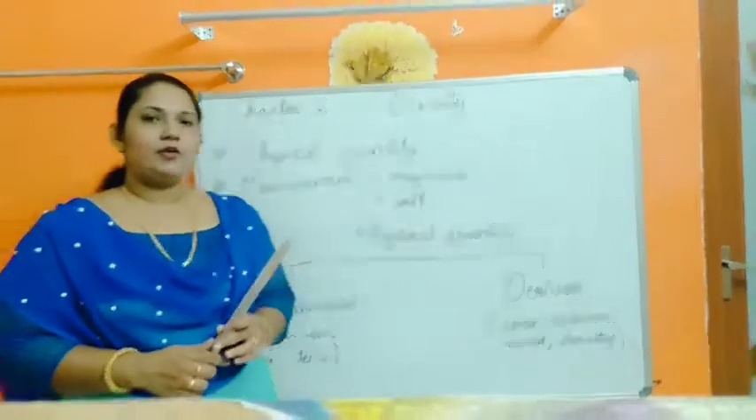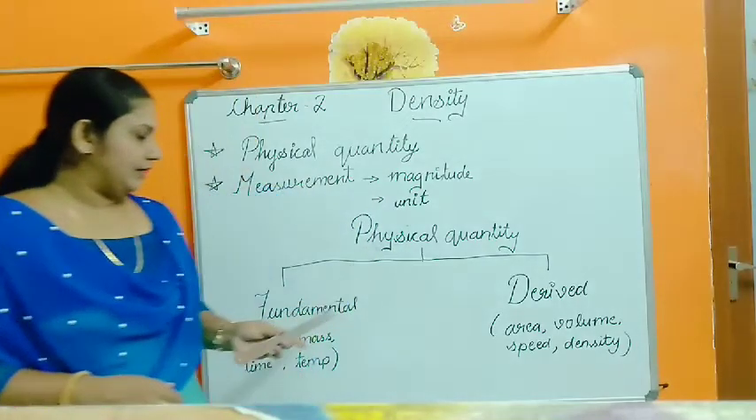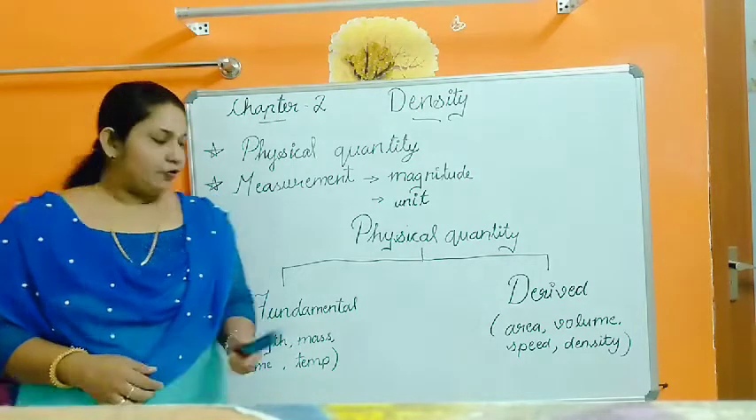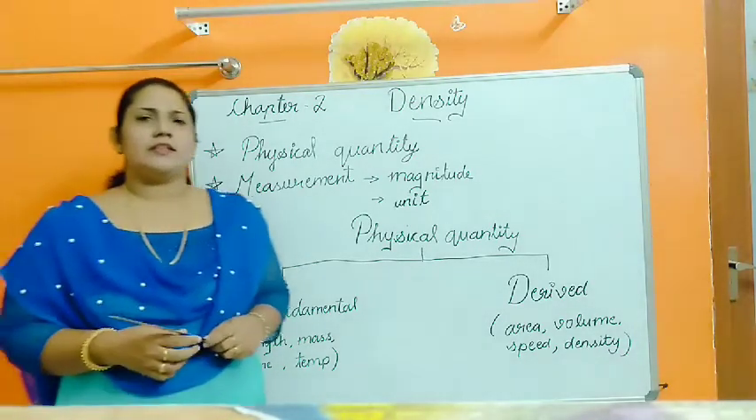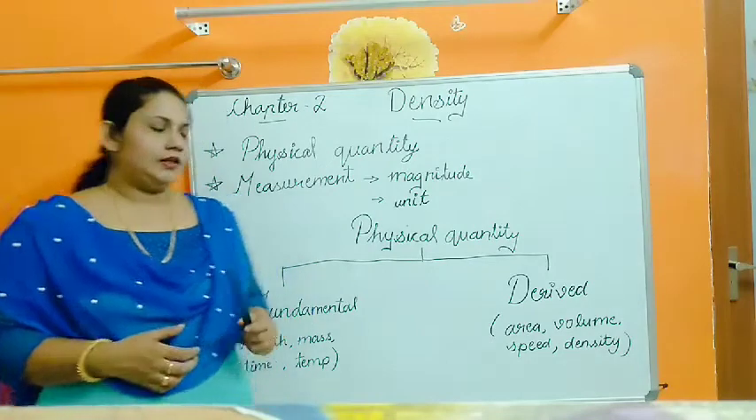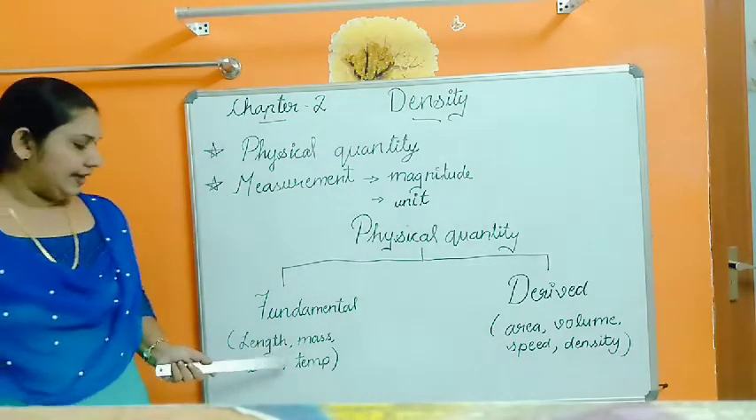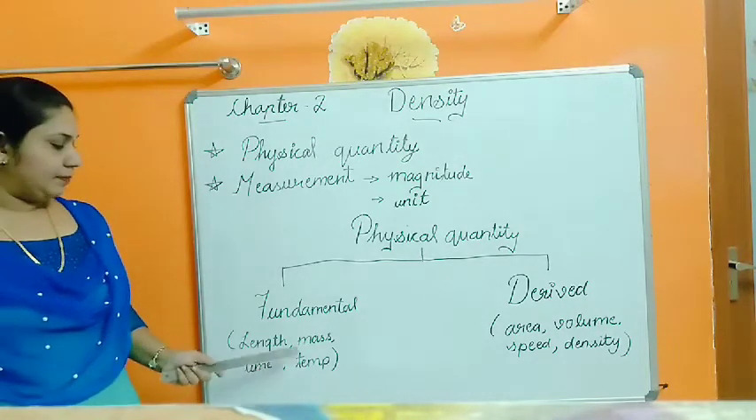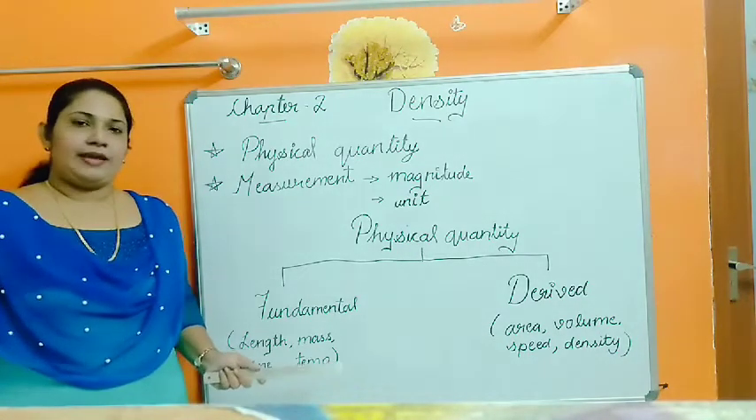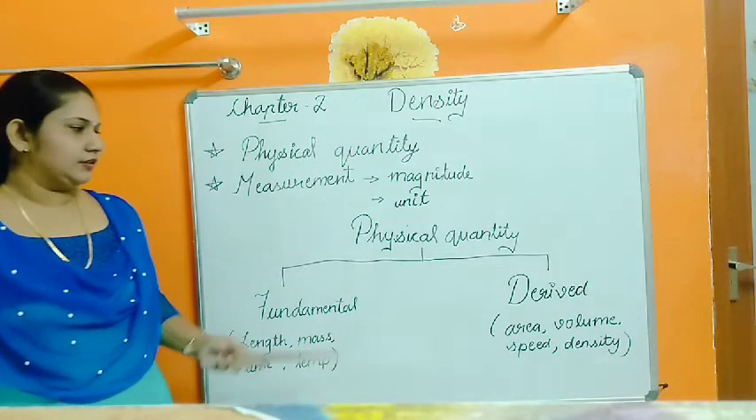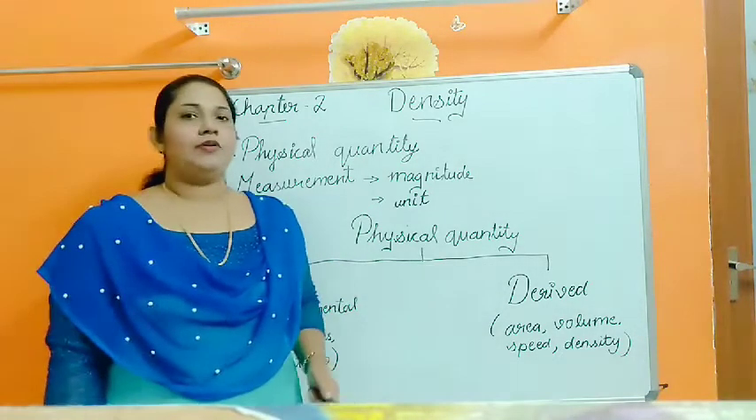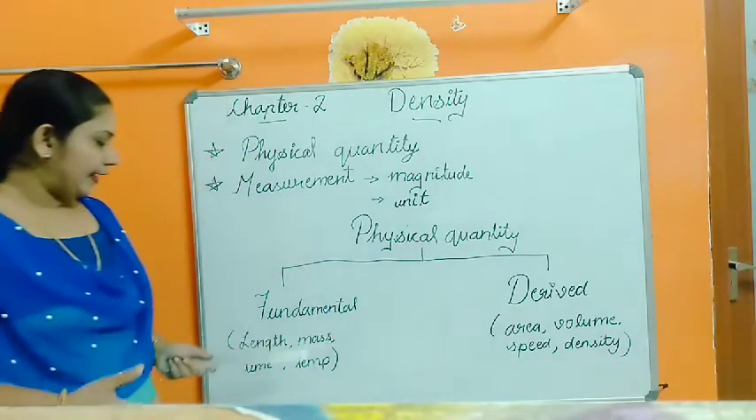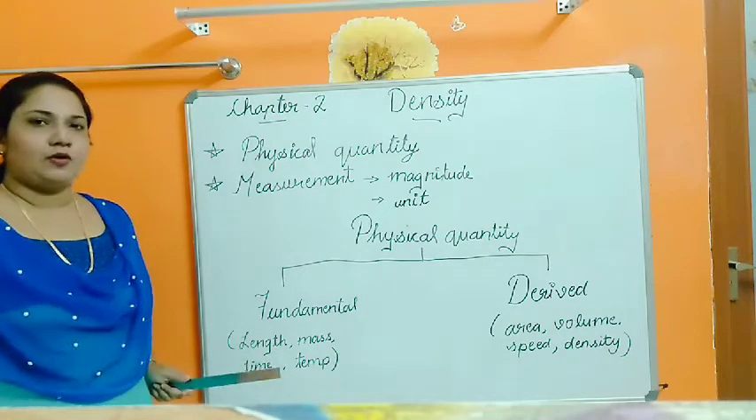Now we can see the physical quantities are of two types. First one is fundamental quantities and second one is derived quantities. Fundamental, from the word itself it is clear, fundamental or basic quantities. The four fundamental quantities are length, mass, time, temperature. So these are the basic physical quantities or fundamental quantities. Now the second type is derived quantities. We derive certain physical quantities by combining two or more fundamental quantities.